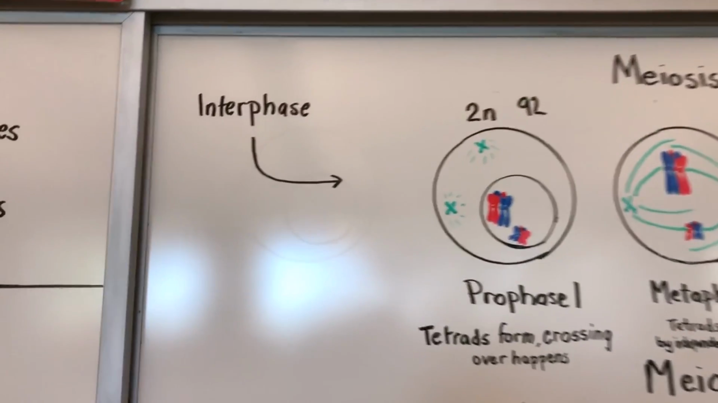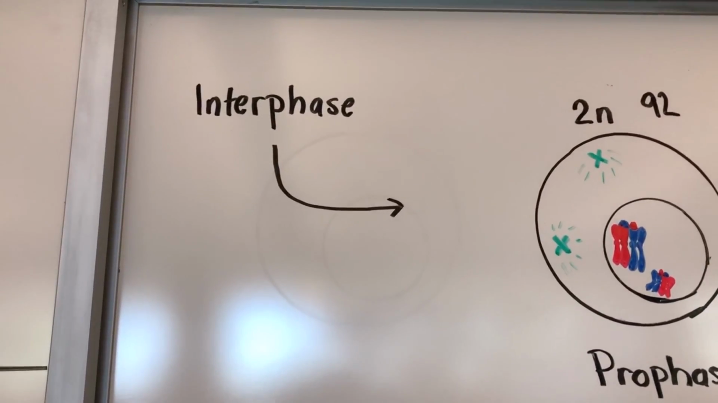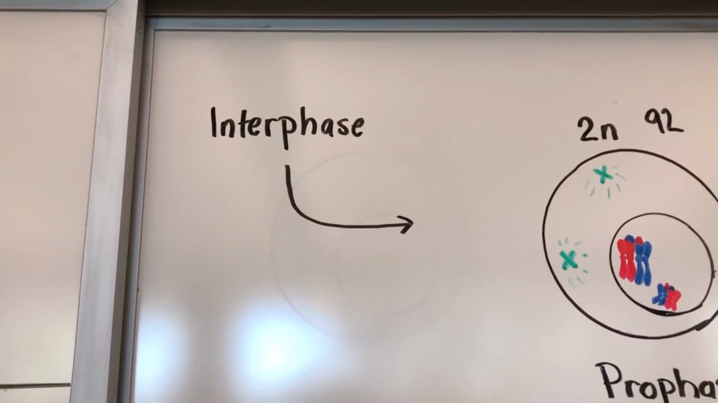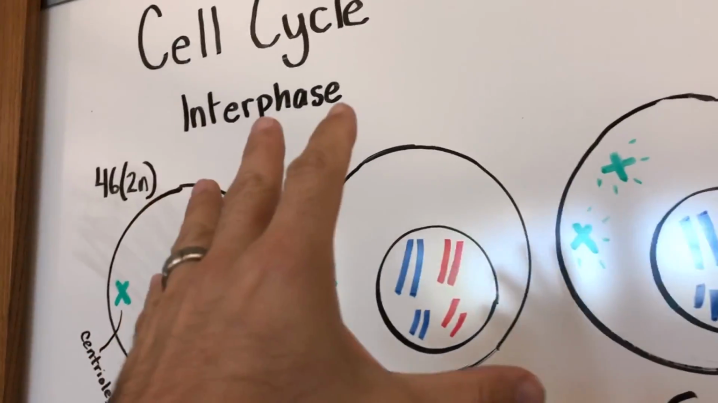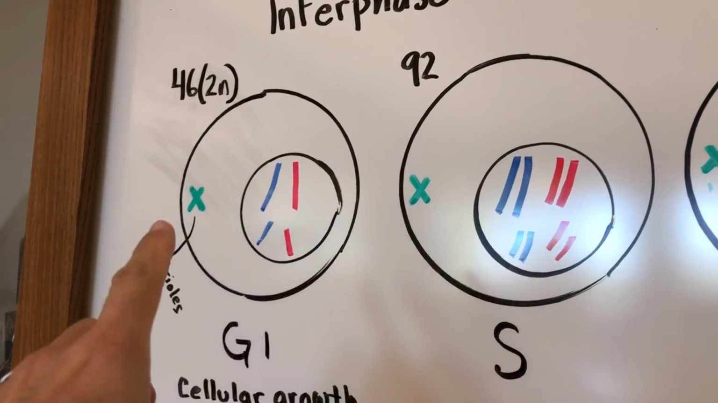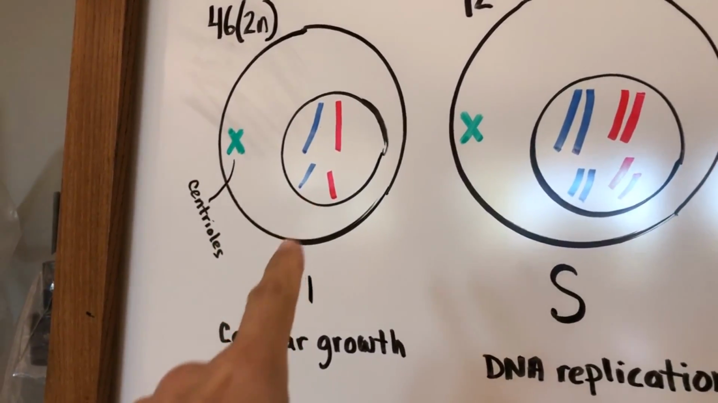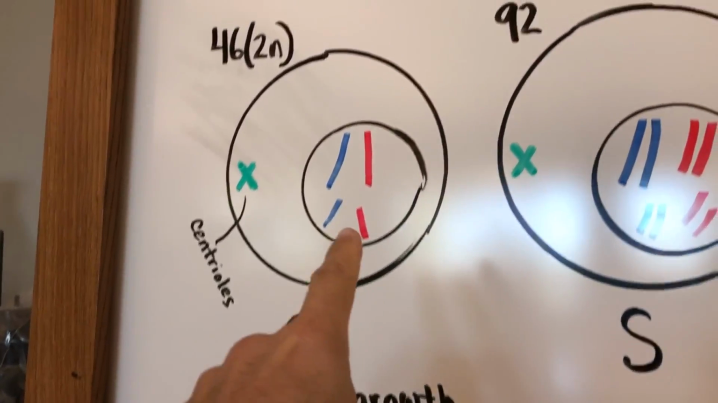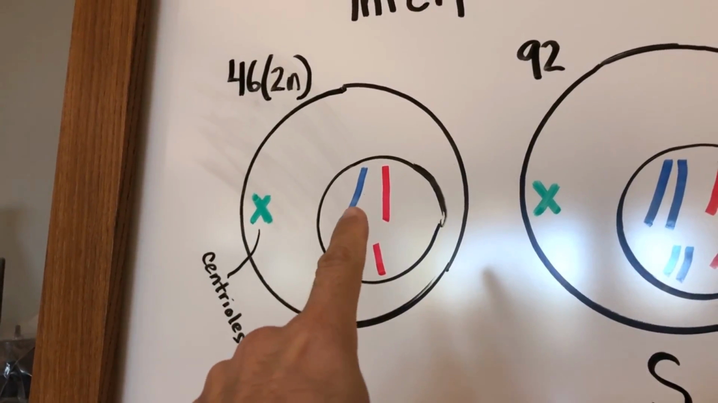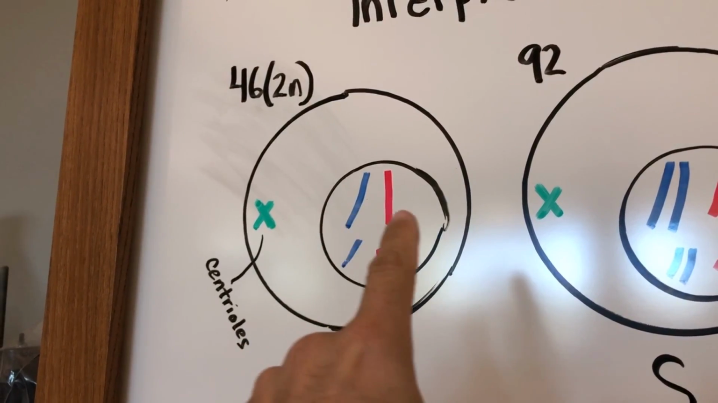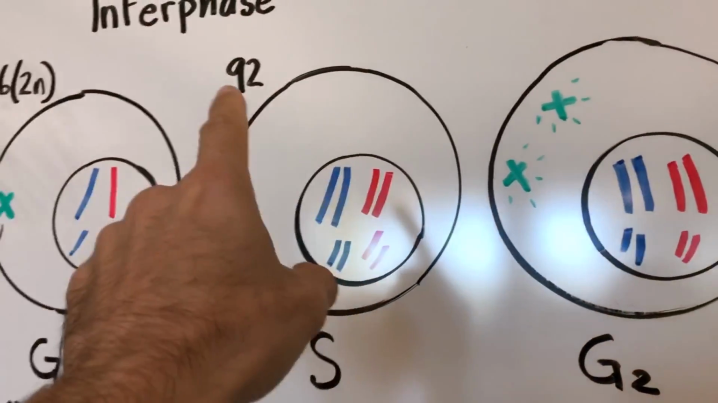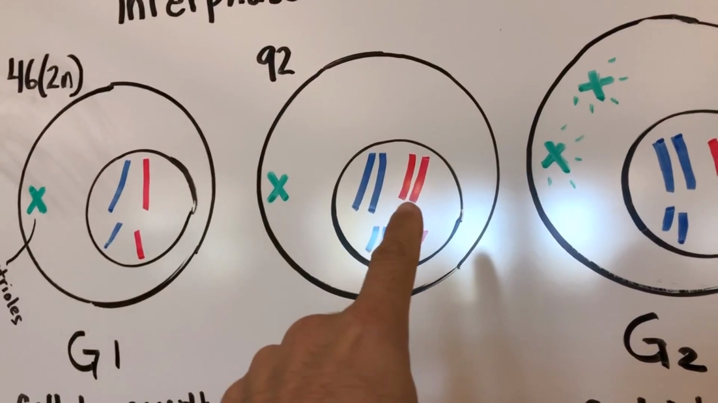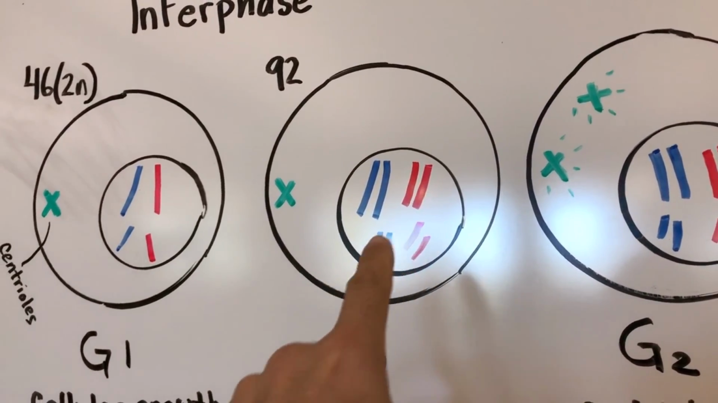Don't forget that before meiosis, special germline cells in your testes or ovaries, your reproductive organs, undergo interphase. If you don't remember interphase, quick review. During interphase, your diploid cell with 46 chromosomes undergoes G1, or cellular growth. The cell grows in size. Notice that you have homologous chromosomes inside. You have one pair of centrioles. You then have subphase S, where the chromosomes get replicated. Now you have 2 of every chromosome.